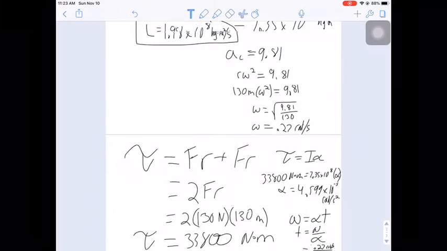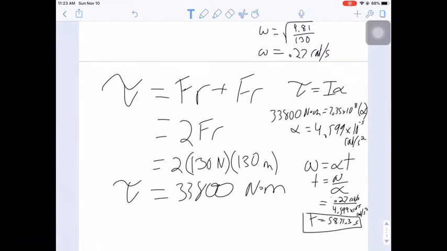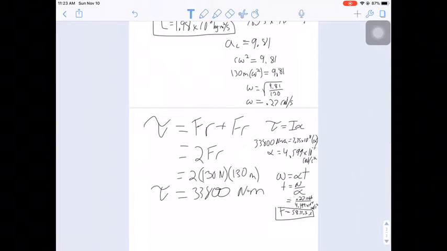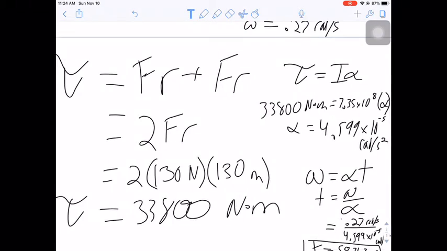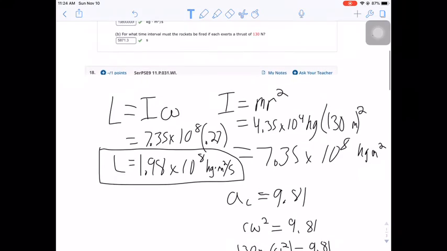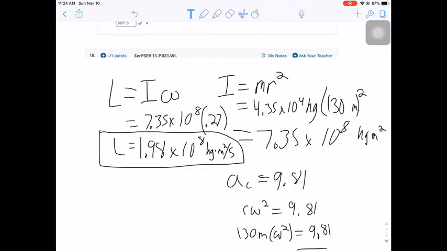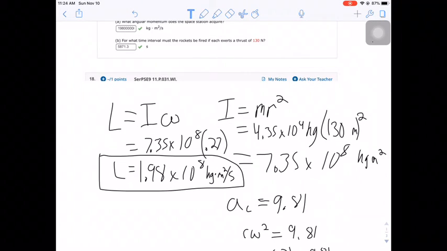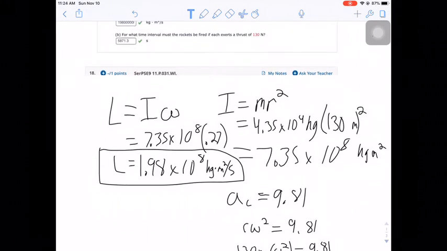Basically, what I learned from doing this problem is that you can use multiple forces and torque together to help solve for something like time. You can't use torque to find time directly, but you can use it to find the angular acceleration, which can then help you find a quantity like time. I also learned how to find angular momentum through this problem, by setting angular momentum equal to I times omega. So yeah.